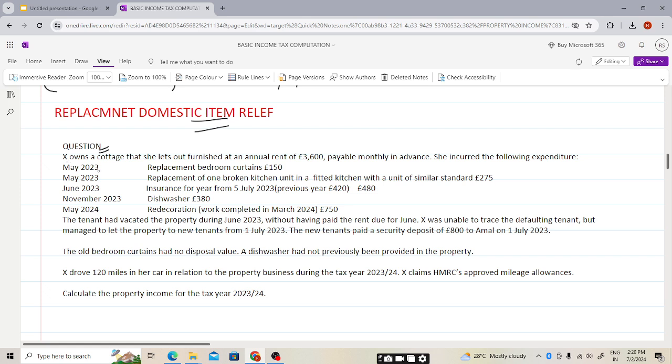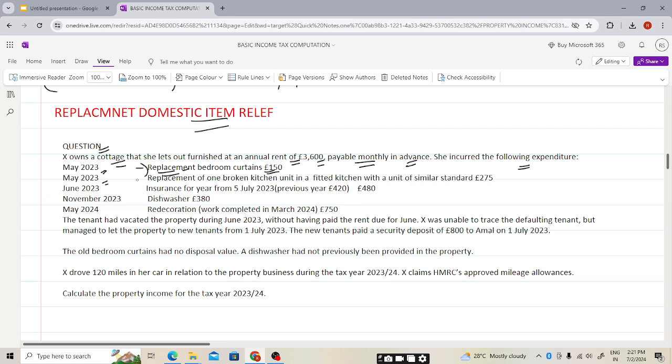X is a person who owns a cottage that she lets out furnished at an annual rent of 3,600 payable monthly in advance. Okay, X is a person who has a furnished home and she is letting it at an annual rent of 3,600 pounds payable monthly in advance. So the amount is paid monthly. She incurred the following expenditure. What is the expenditure? May 2023, replacement of bedroom curtains. She has replaced them. So replacement means replacement relief will be available.